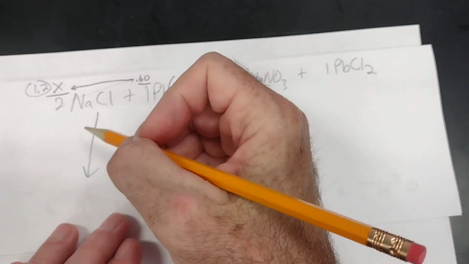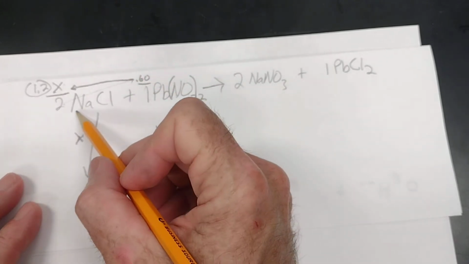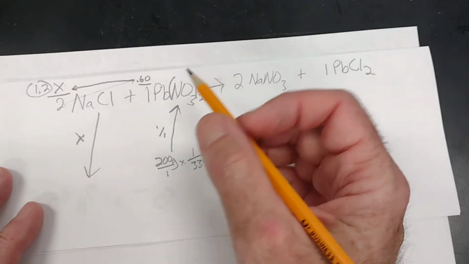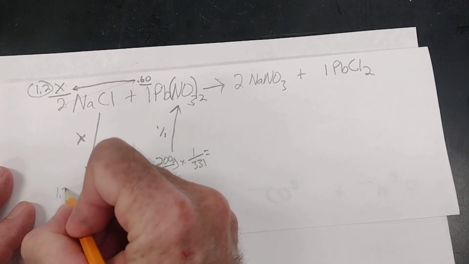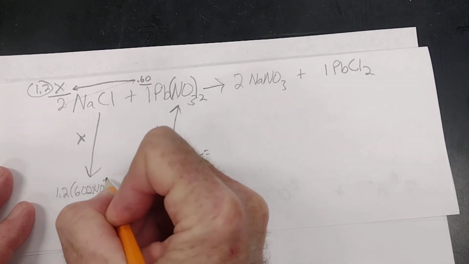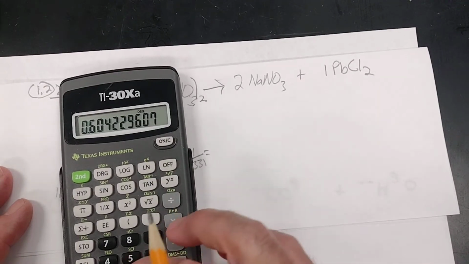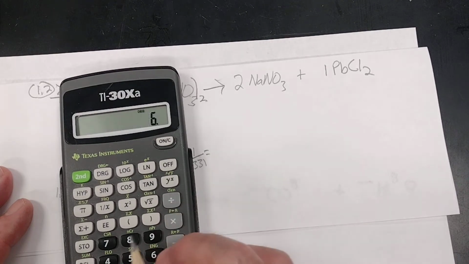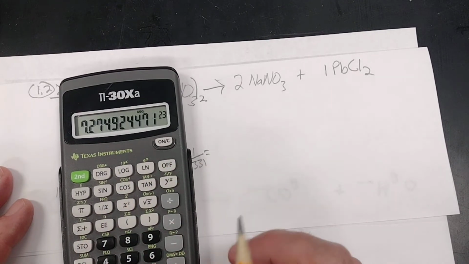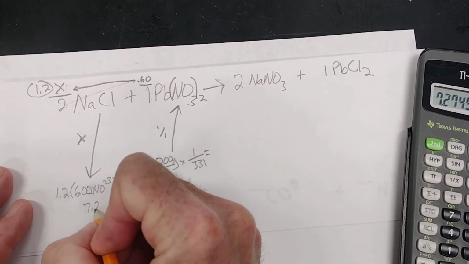But we weren't asked for moles. We were asked for compounds. How many compounds of sodium chloride are in a mole? Same as anything else. 1.2 times 6.02 times 10 to the 23rd. Take our calculator. 6.02 EE23. 7.27 times 10 to the 23rd.